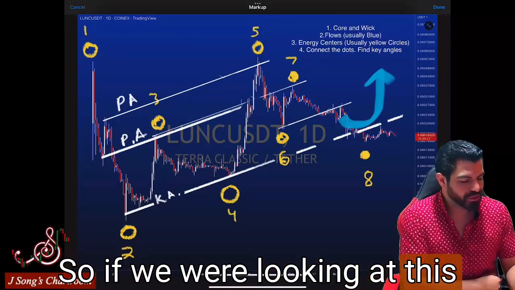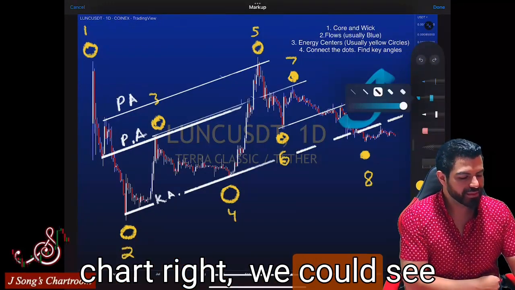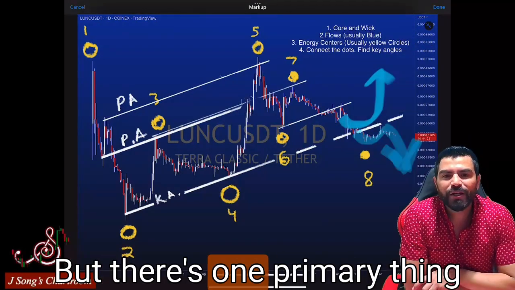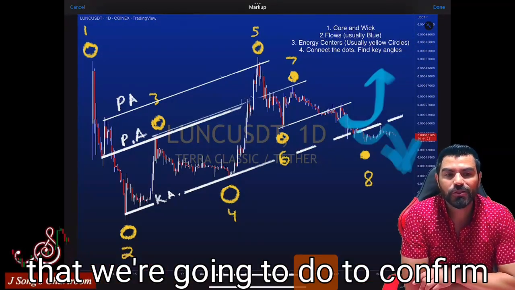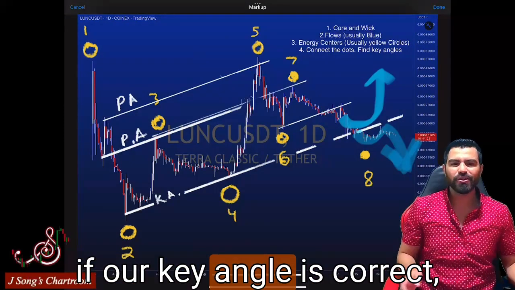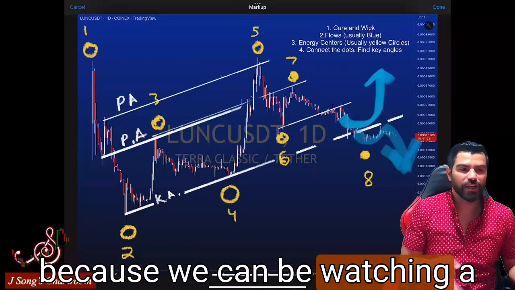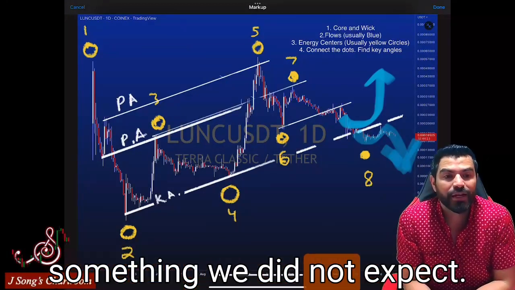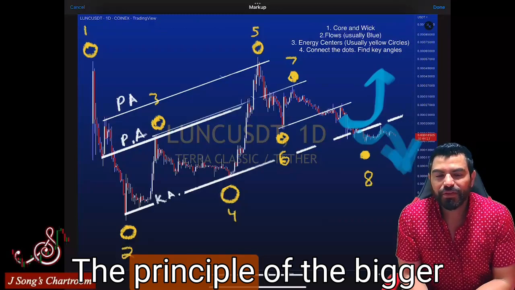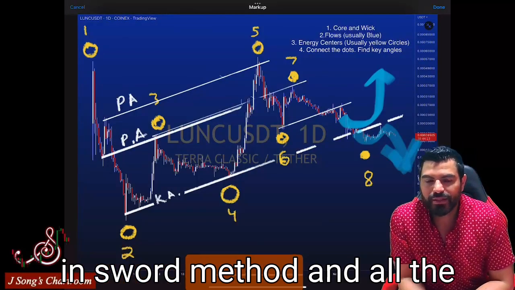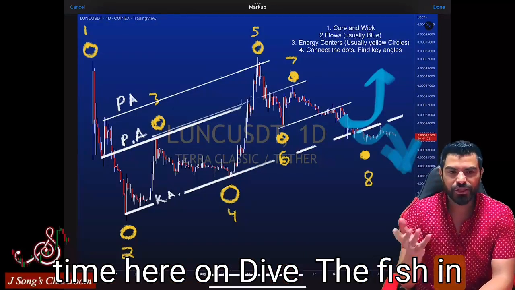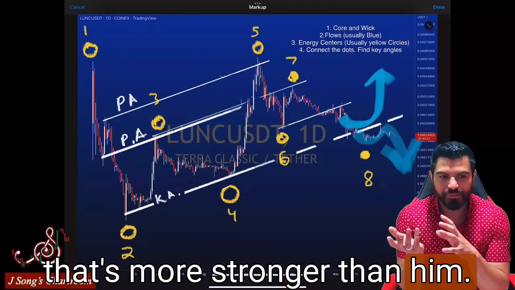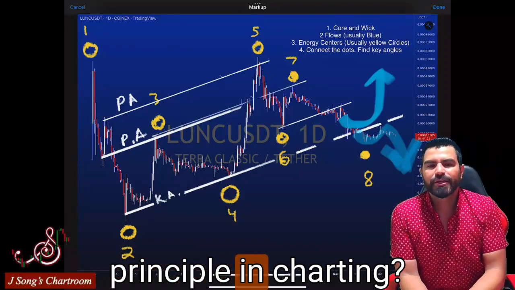So if we were looking at this chart right now, we could assume there might be some weakness on this chart. But there's one primary thing that we're going to do to confirm if our key angle is correct, because we can be watching a chart and then get completely wiped out by price doing something we did not expect. The principle of the bigger fish is something I talk about in sword method and all the time here on Dive. The fish in the pond is always the biggest fish until another fish comes that's stronger than him. How do we use this principle in charting?